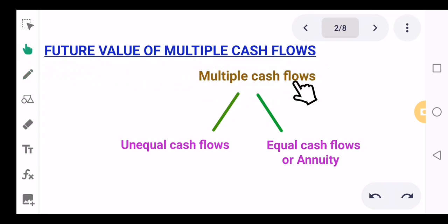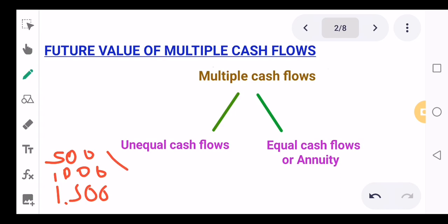Multiple cash flows can be of two types. It could be either equal cash flows, called annuities, or it could be unequal cash flows. Now, what's the meaning of equal cash flows and unequal cash flows? Let's say in year 1 you're getting 500, year 2 you're getting 1000, year 3 you're getting 1500. This is a case of unequal cash flow.